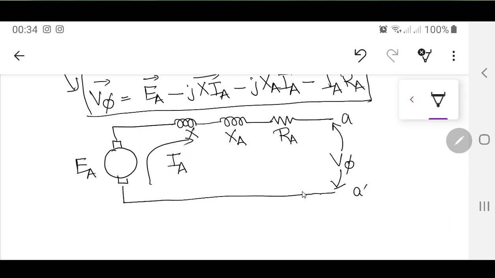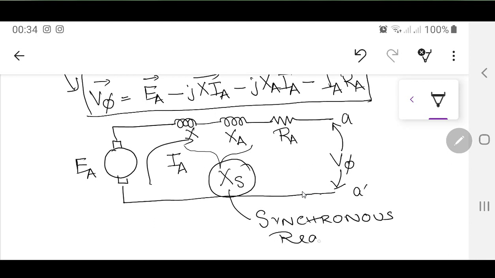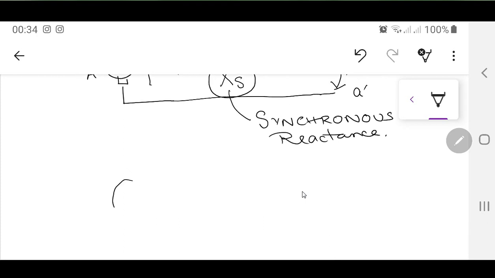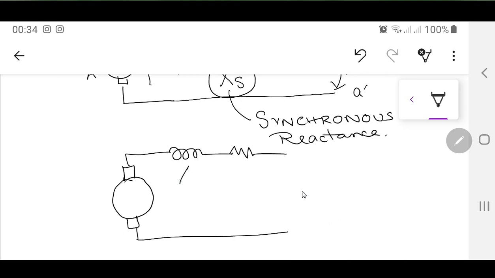Now normally whenever any manufacturer is giving you the value of X and XA, they combine these together and they give a value called XS, and they call it the synchronous reactance. So instead of giving X and XA as two different values, they just give a value of XS. So now the whole circuit diagram is actually just one inductor and one resistance. This is that XS, this is that RA.